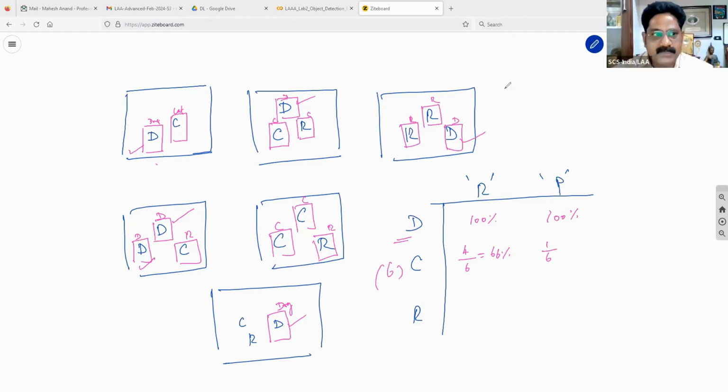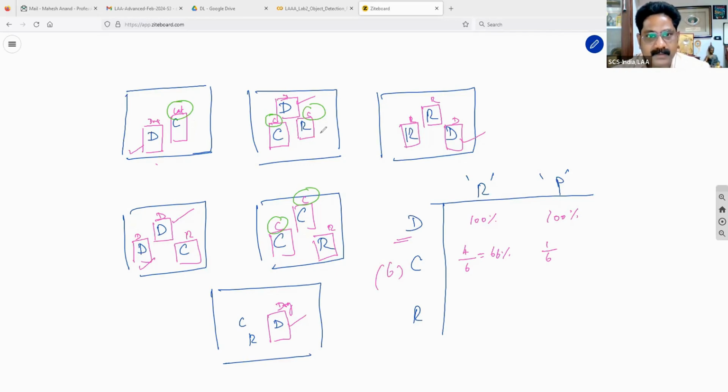How do you work out the precision? Let me circle this. First, let me circle all the retrieved cats. 1, 2, 3, 4, 5, right? 1, 2, 3, 4, 5. There were totally 5 cats retrieved, right? Out of which, are all relevant? Let me take those relevant only.